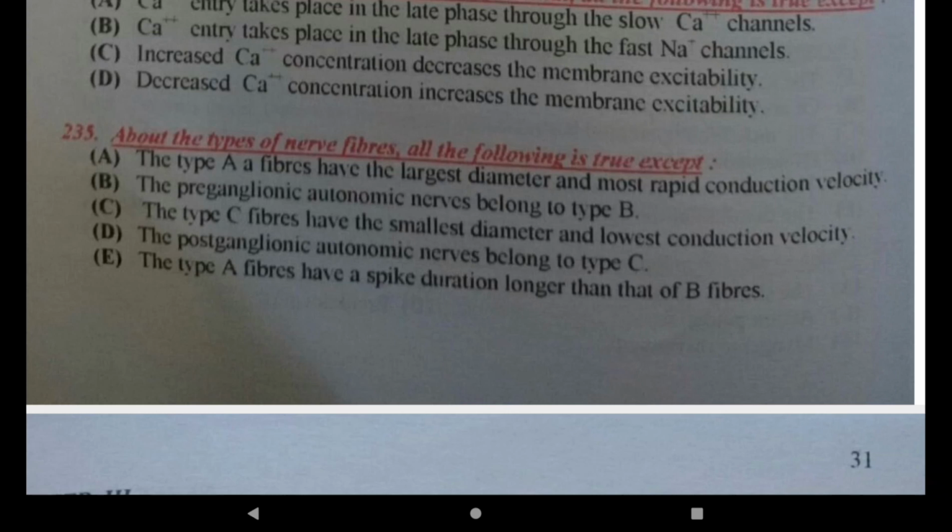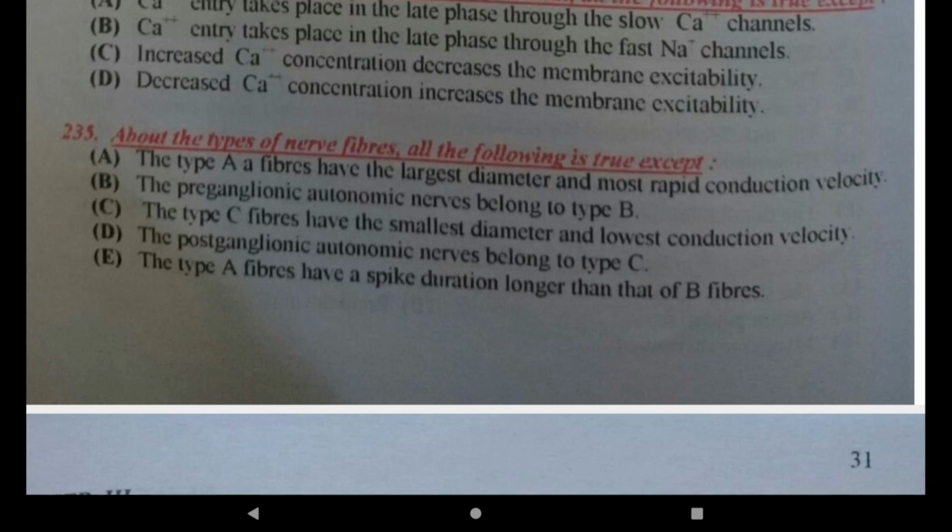B. The preganglionic autonomic nerves belong to type B. C. The type C fibers have the smallest diameter and lowest conduction velocity. D. The postganglionic autonomic nerve fibers belong to type C. E. The type A fibers have a spike duration longer than the type B fibers. We are looking for the incorrect statement for 235.